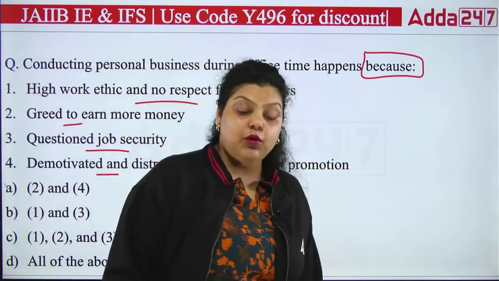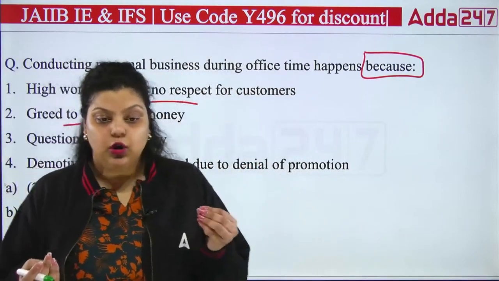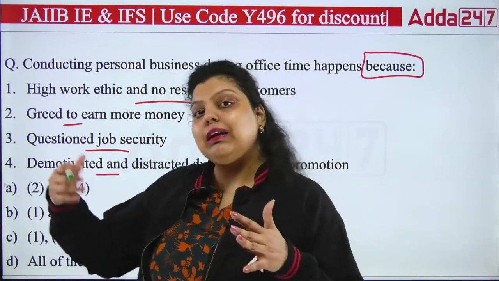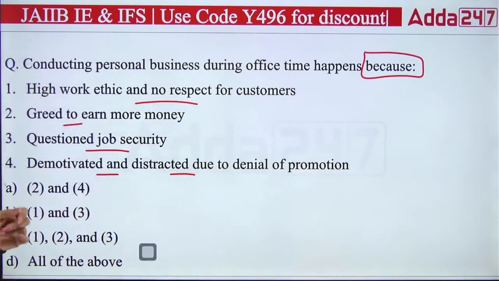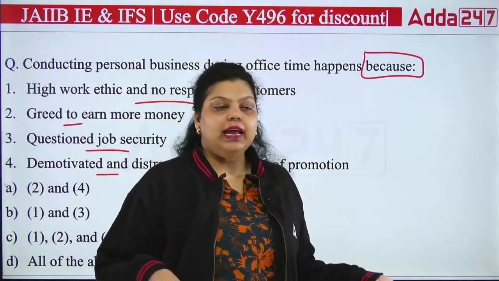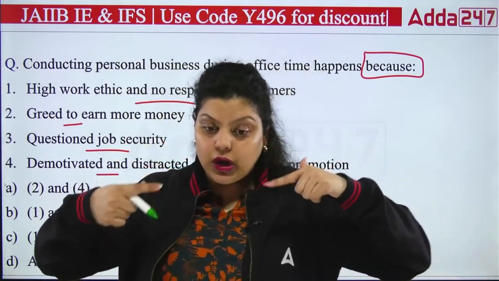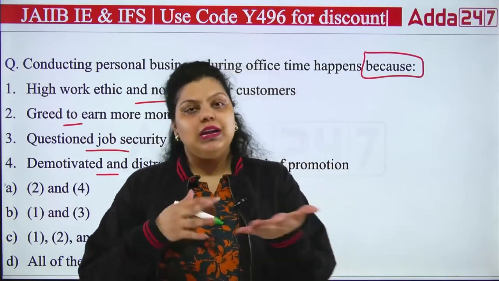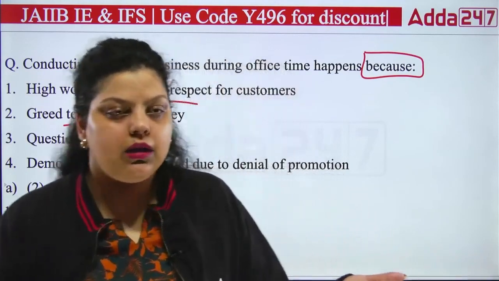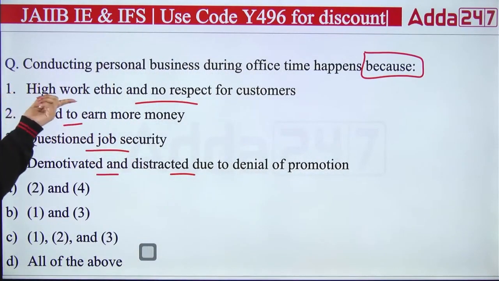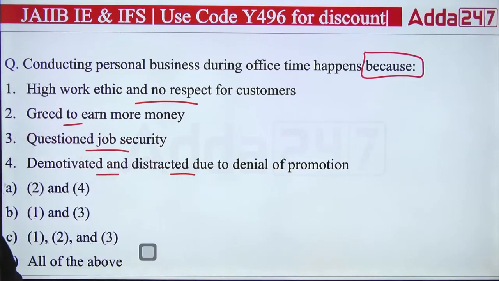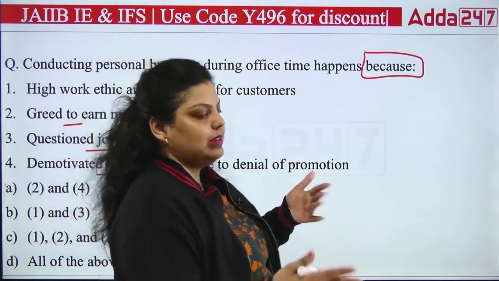Like, say for example, I am a banker, I am doing a banking job, and my timing is, let's say, morning 9 to evening 5 p.m. At the same time, I am doing another work also. Let's say I am working in a bank as well as in the edtech sector. So in my work hours, I am preparing notes also for the IE, IFS or PPB subject. I am working as a content writer for, let's say, Adda 24/7 while working in a bank. So why am I doing that? Because I have a high work ethic or no respect for my customers? I have a greed to earn more money? I have a question job security? I am demotivated and distracted due to denial of promotion? So what do you think? What can be the reason why I am doing this?